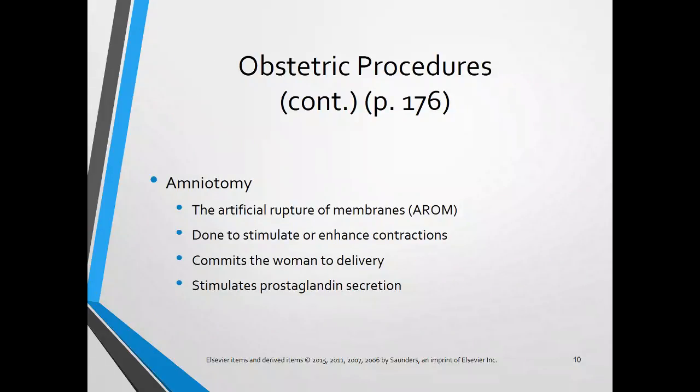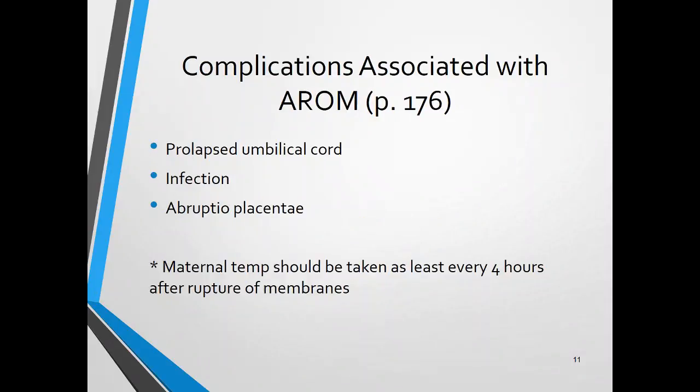Another procedure is an amniotomy, and that is the artificial rupture of membranes. That's done to stimulate or enhance those contractions. When this is done, it commits that woman to delivery. So she can't say, actually, I want to go home and see if I can labor on my own. Once this happens, you're going to be having a baby.